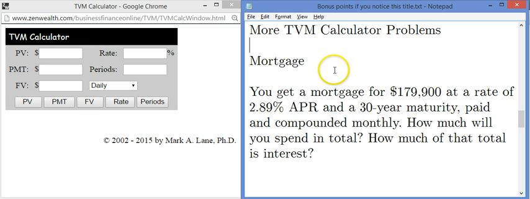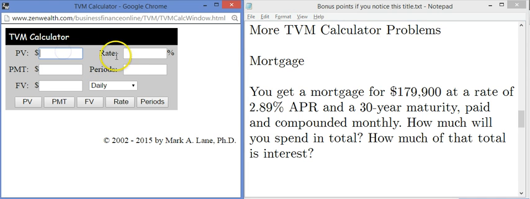So let's look at this situation. You're getting a mortgage. It's for $179,900, and the rate is 2.89% APR, annual percentage rate. It has a 30-year maturity. That's not how long the loan will be. You have to renegotiate these every few years, but the total mortgage time will be 30 years, and it's paid and compounded monthly. How much will you spend in total, and how much of that total is interest? And this TVM calculator is not going to show us all of that. We'll have to use a regular calculator as well.